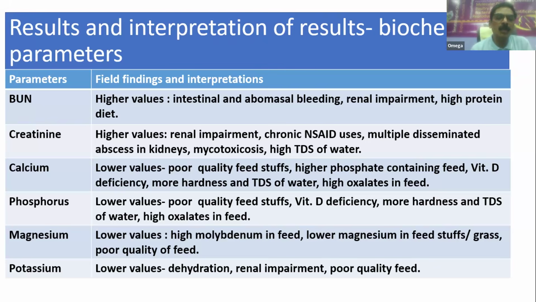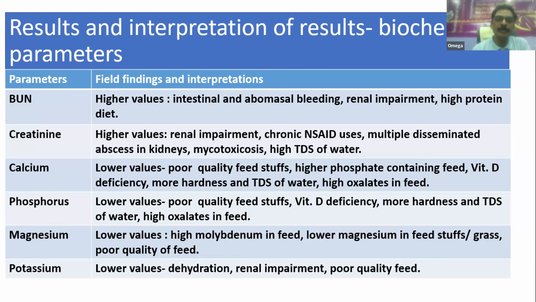Then whenever there are low phosphorus levels, it is again the same thing: poor quality feedstuffs, vitamin D deficiency, more hardness of the water, more TDS of the water, and high oxalate content in the feed. All these conditions lead to hypocalcemia and hypophosphatemia. For magnesium, whenever the pasture or the grasses are low in magnesium, we get low magnesium values.